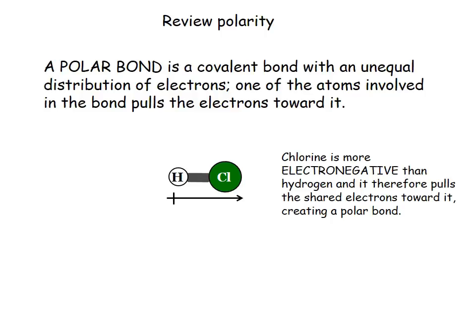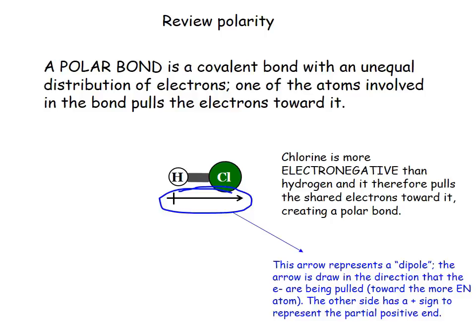The arrowhead is drawn in the direction that the electrons are being pulled, toward chlorine, always toward the more electronegative atom. And as a reminder, there's a little plus at the other end to remind ourselves that because hydrogen has lost some of those electrons, it's partially positive. So that's like a little plus sign. Now another way to denote a polar bond is with these partial charge symbols.